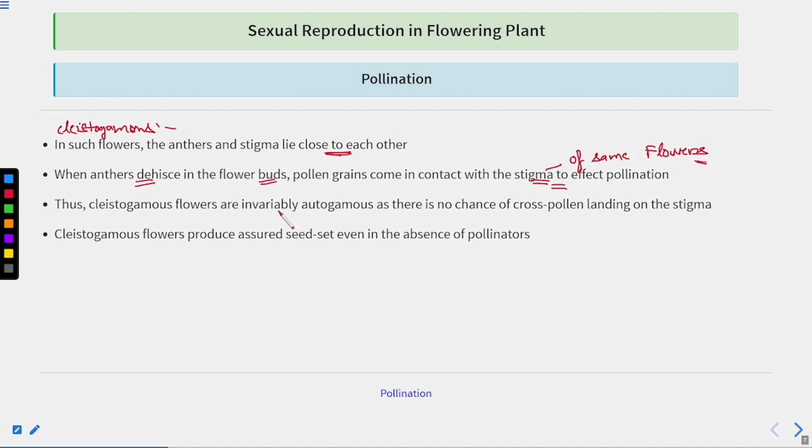Thus, cleistogamous flowers are invariably autogamous because they are not open, they remain closed only. Whatever is happening is within the flower. As the anthers dehisce, the pollens will be released and they will be accepted by the stigma of the same flower. So this will promote autogamy, and there is no chance of cross pollen landing on the stigma. So there is no chance of cross pollination.